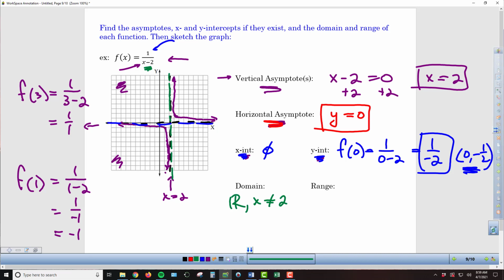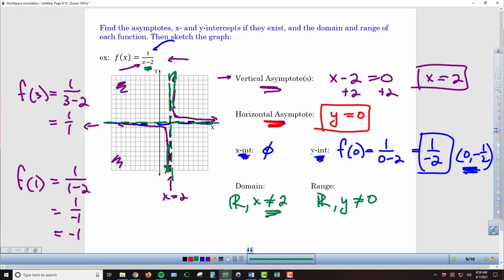And then for the range, that's a question of what y values this graph includes. So for this graph, it goes up forever and ever. It goes down forever and ever. So we might want to say it's all real numbers, but we do have this horizontal line that our graph never makes contact with, never touches. So we have one value that's excluded. For the range, in this case, it's all real numbers, but y can't equal 0 because the graph never ever goes through the x-axis.